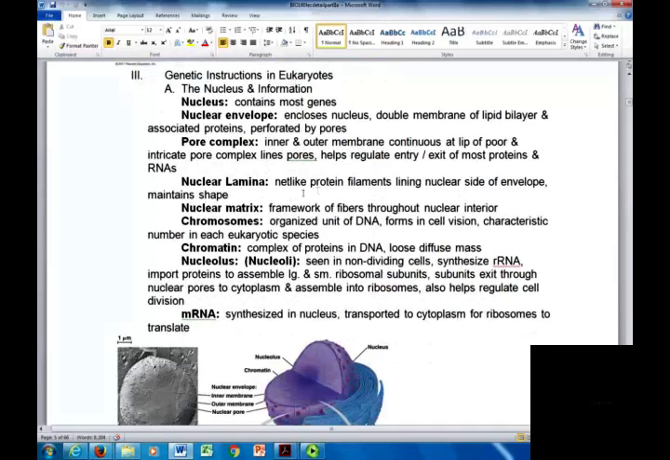The nuclear lamina, this is a net-like protein filament that's going to be on the nuclear side of the nuclear envelope. It's going to help in maintaining the shape. The nuclear matrix, this is going to be a framework of fibers that are going to penetrate throughout the nuclear interior. By having this lamina, it's going to help hold the shape, and the matrix just helps to provide a little bit of support, holding the shape and anchoring things in place a little more inside the middle.